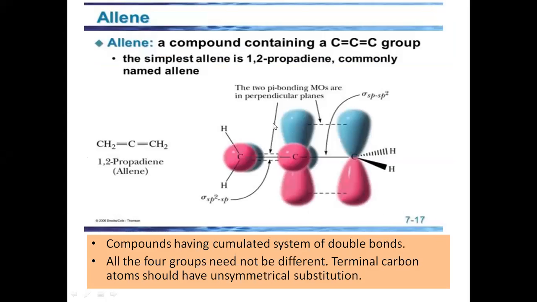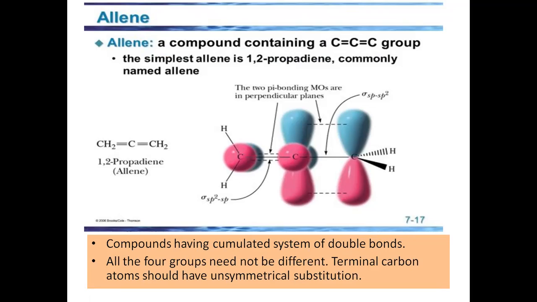The next is the allenes. These compounds, allenes, contain carbon double bond carbon. There are 3 carbons and 2 double bonds. So allenes are the compounds having a cumulated system of double bonds. The simplest example is 1,2-propadiene, which is commonly named allene.